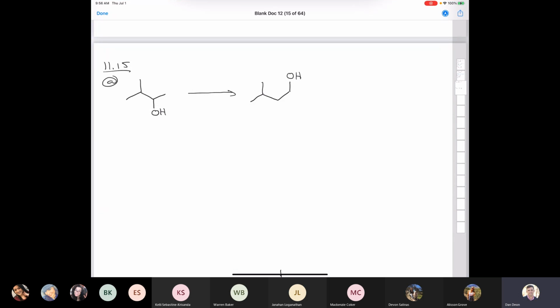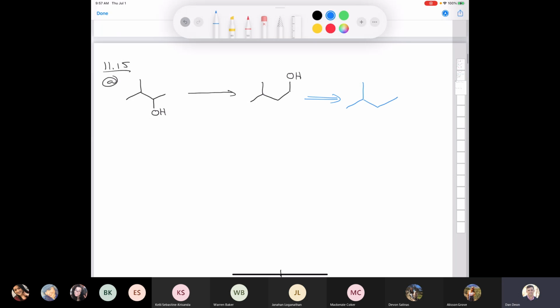All right, we're going to start with question 11.15a. We're starting with the secondary alcohol, and we want to make a primary alcohol. And I think that probably one of the best ways that we know to make a primary alcohol would be to have this alkene as our starting material, like this. And for that, we would just do the anti-Markovnikov addition of water across that double bond. Well, now the question is, how do we get from the secondary alcohol to this alkene?